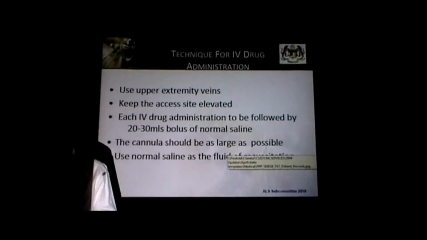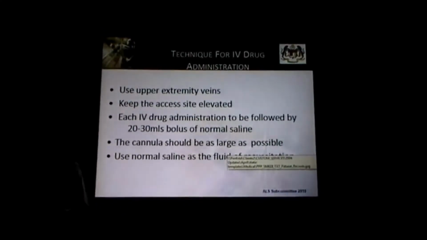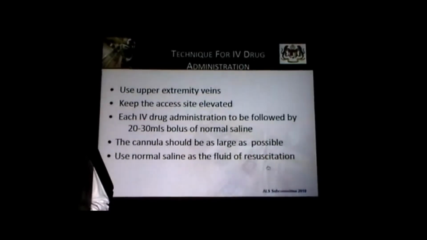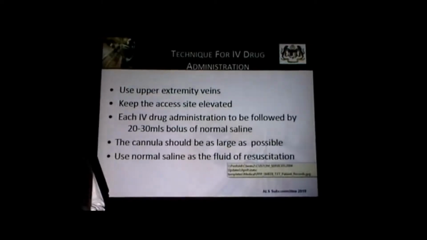Okay. So ideally, your IV line should be at the upper extremities and it is better if you can get a large bore cannula. After the administration of the drug, follow with a bolus of 20 to 30 ml of normal saline. Just a special thing about adenosine is you elevate the arm.